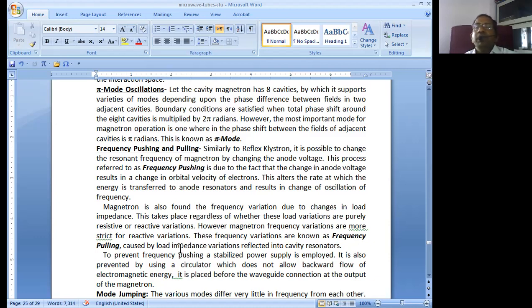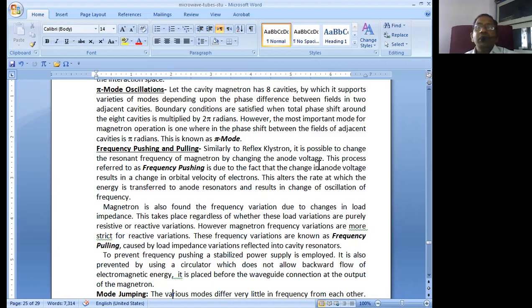What is frequency pulling? If the load impedance is changed, then it results in frequency pulling. So two things are there now. If the anode voltage is changed, frequency pushing takes place. If the load impedance is changed, frequency pulling happens. So how is it normally done?